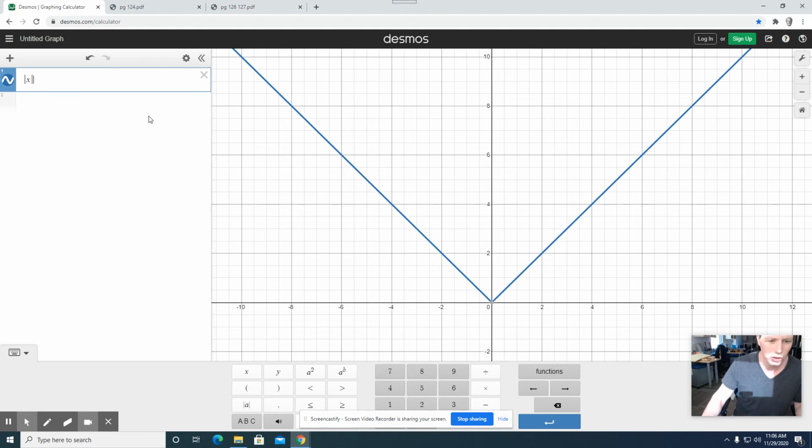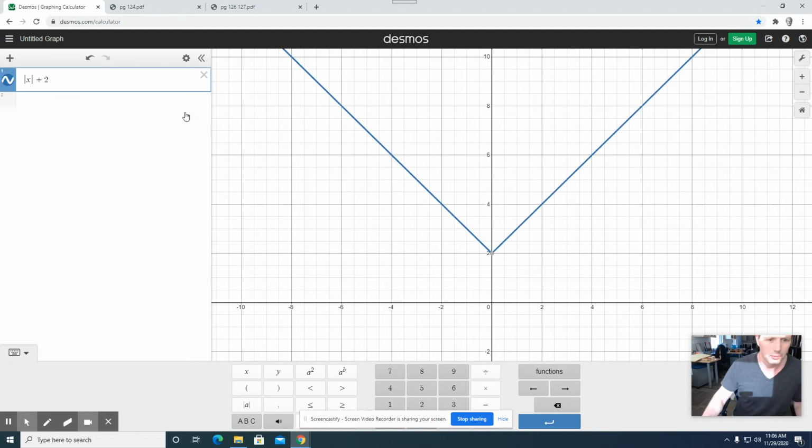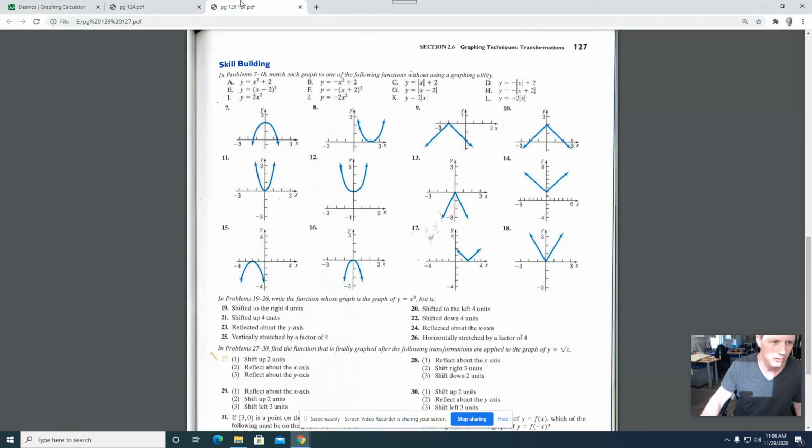How do I move any function up 2 units? I simply add 2. Plus 2 brings it up 2 units right there. So I'm looking for the absolute value of x plus 2. Is that here? Yes, it is. It's C. Y is equal to the absolute value of x plus 2 is the answer to number 14. So 14 goes with C.